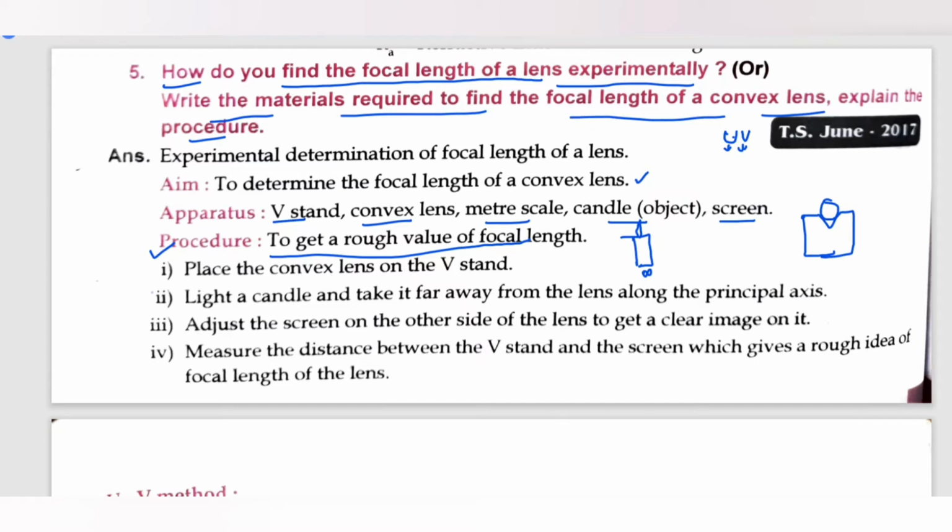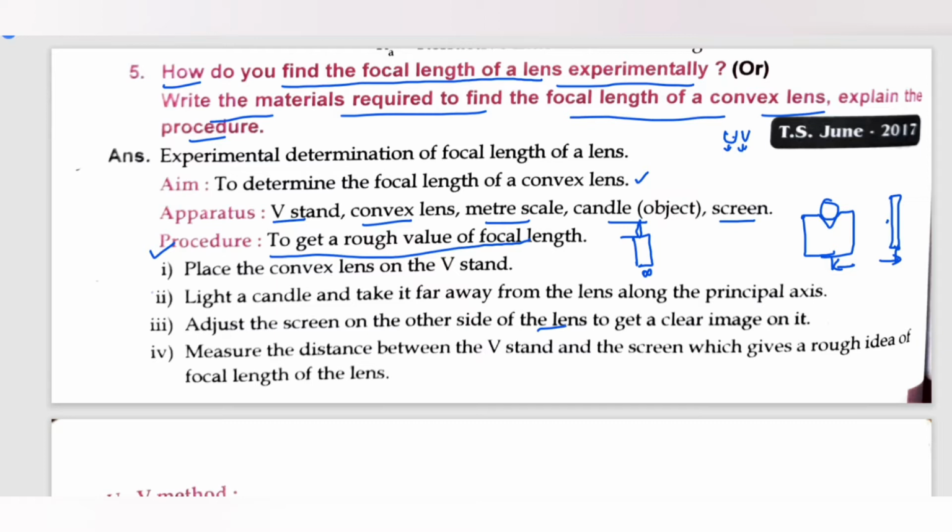Adjust the screen on the other side of the lens to get a clear image of it. So place a screen on the other side of the lens and adjust its position to get the image of the candle on the screen. At a certain distance, you can observe the image of the candle on the screen, and to that point, find the distance between this V stand and screen.